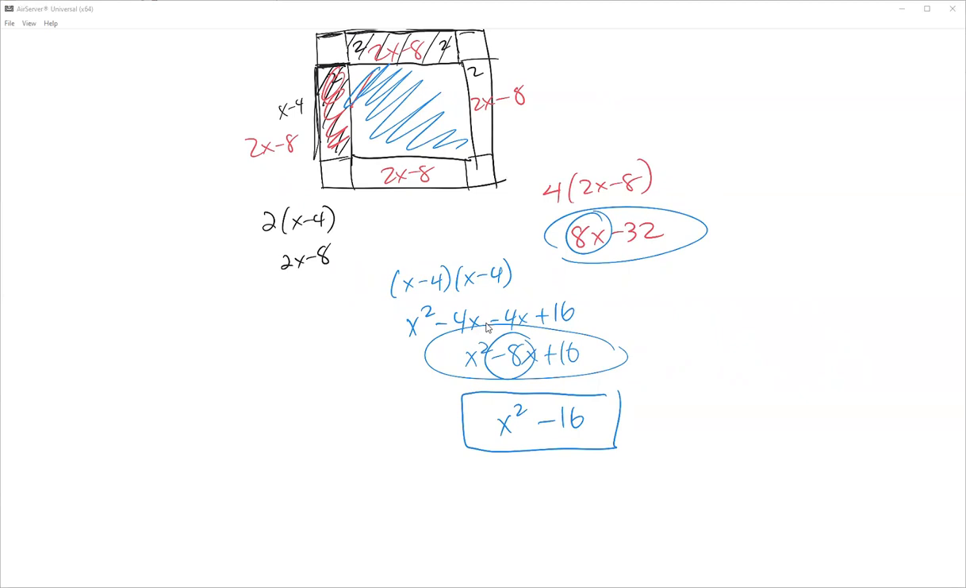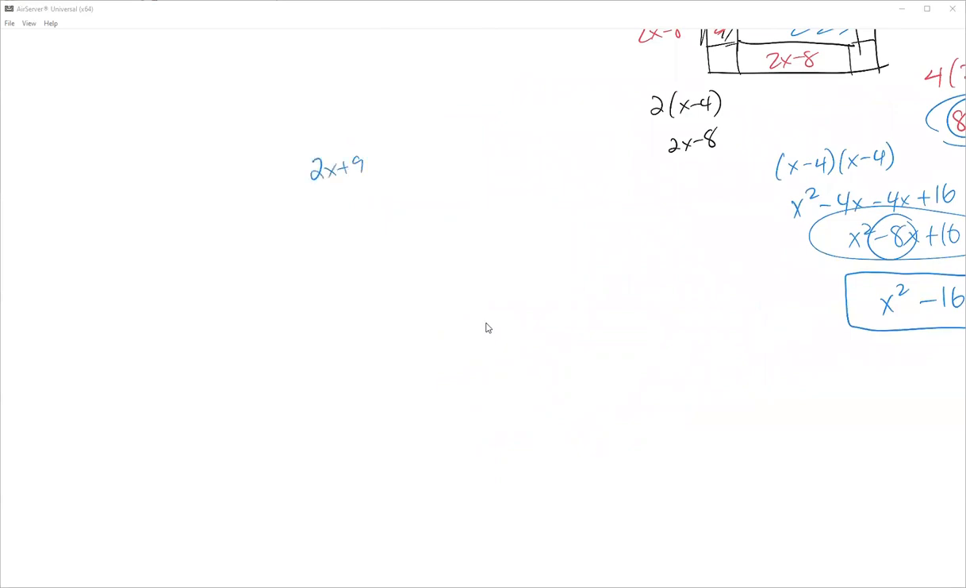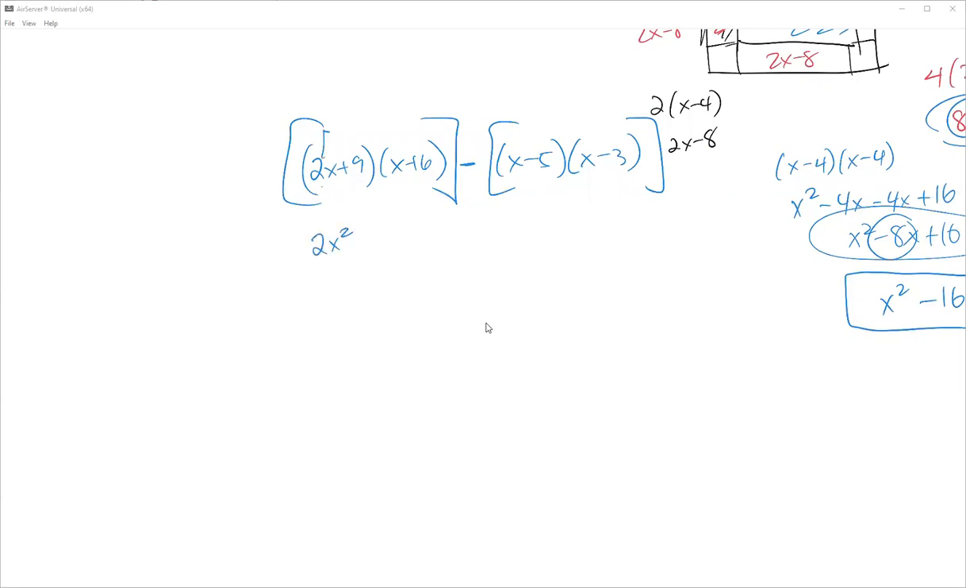All right. Last but not least, the shaded area. You're pretty much multiplying the 2x plus 9 times x plus 6, and you're subtracting it with x minus 5 and x minus 3. And make sure you bracket this off, okay? So do each portion first and then do the subtracting. So this will be 2x squared plus 12x plus 9x plus 54. And then this is x squared minus 3x, my bad, minus 5x plus 15.